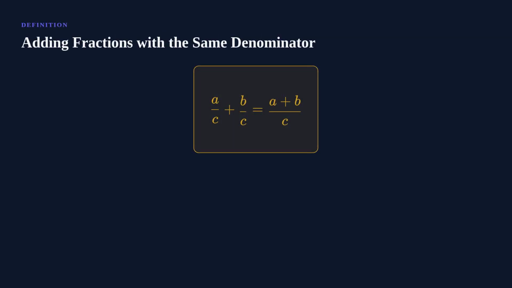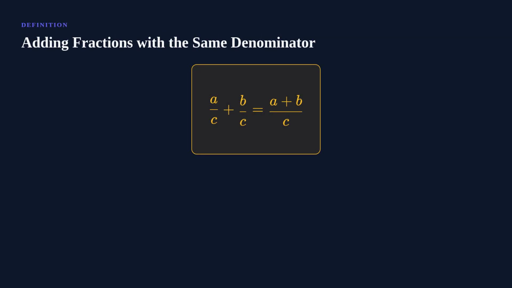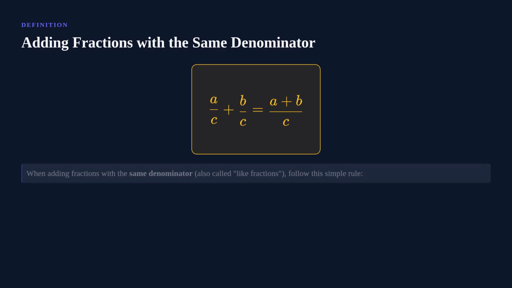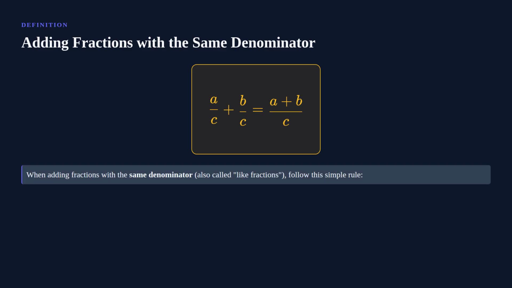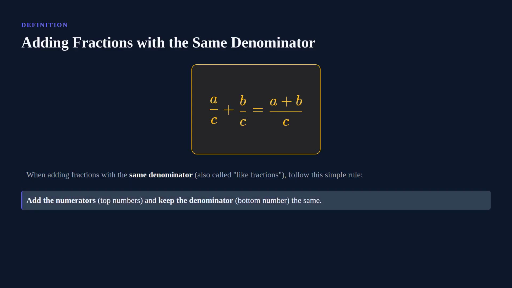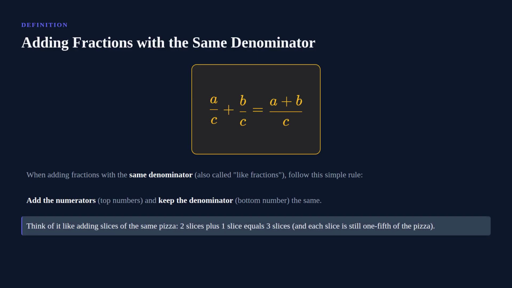When adding fractions with the same denominator, also called like fractions, follow this simple rule. A over c plus b over c equals a plus b over c. Add the numerators, top numbers, and keep the denominator, bottom number, the same. For example, 2 over 5 plus 1 over 5 equals 2 plus 1 over 5 equals 3 over 5.